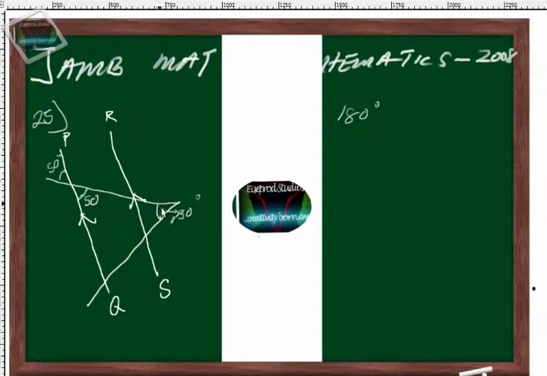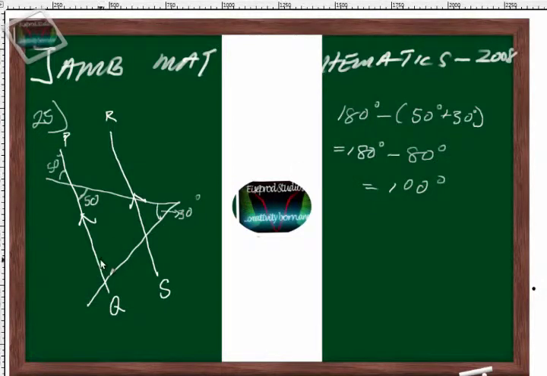It's a matter of just subtracting the sum of these two angles from 180. So that will be 180 degrees minus 50 degrees plus 30 degrees, which is equal to 180 degrees minus 80 degrees. So that will be 100 degrees. So that means this angle is 100 degrees. Remember, we are told to find this angle here, which is x.